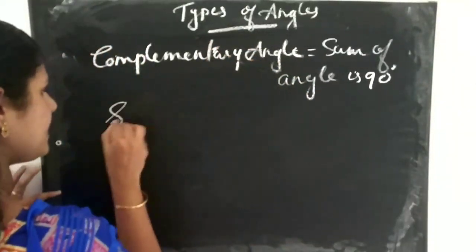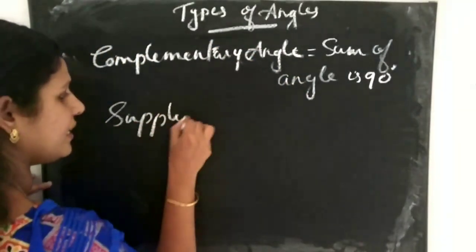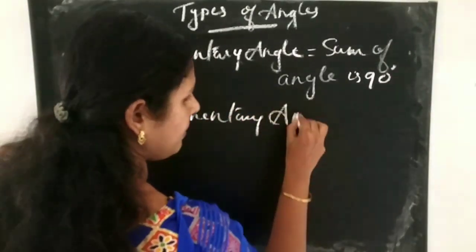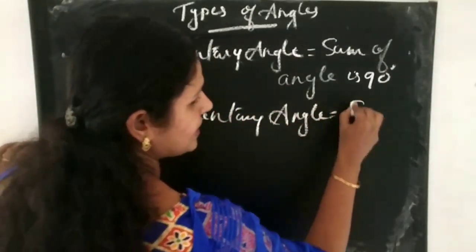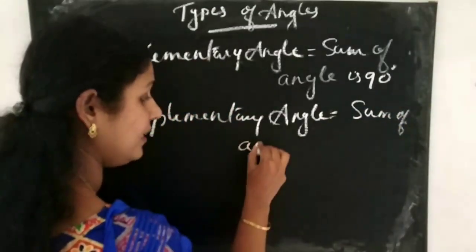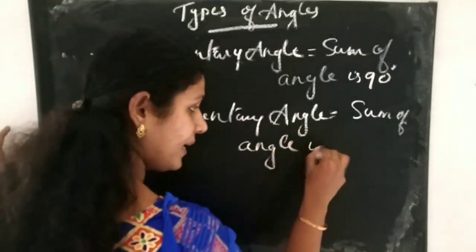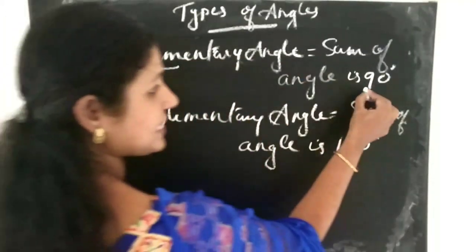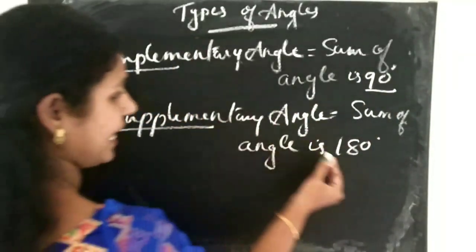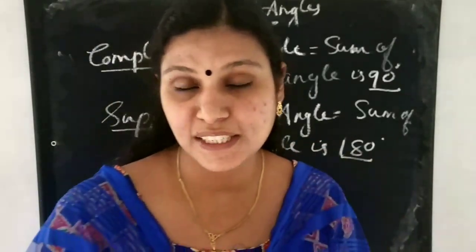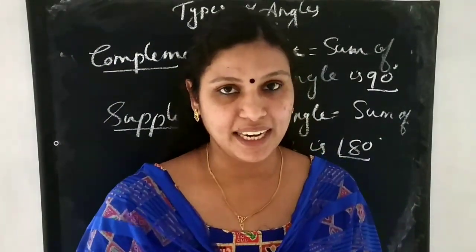And then next we studied about supplementary angle. That is, the sum of measures is 180 degrees. Complementary means 90 degrees. Supplementary angle means 180 degrees. Sum of angles is 90 degrees, complementary. Sum of angles is 180 degrees, it is supplementary angle. Okay.